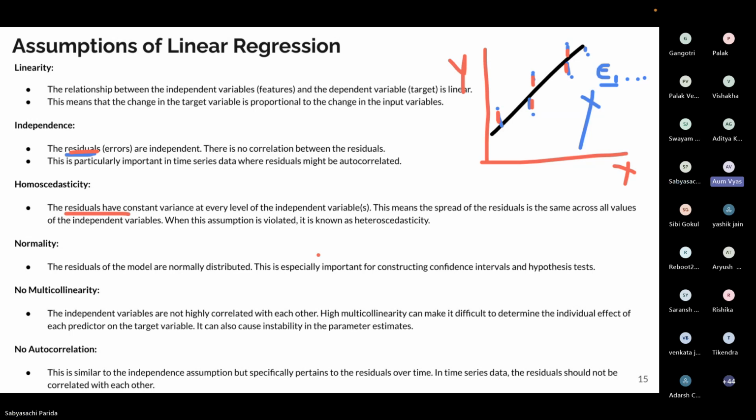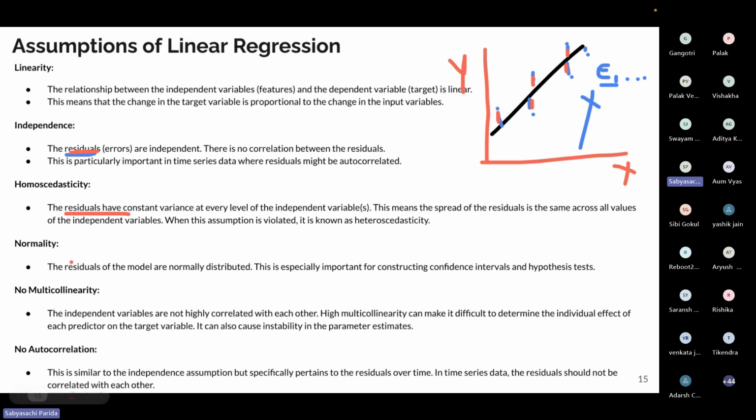Sir, could you explain the second point again, the independence? How can we mathematically show that the residuals are independent of each other? Yeah, by showing they don't have correlation. I have got code also, and I'll be giving you a code walkthrough. In that, I'll also be plotting some sample data, and I'll tell you how to test for independence, how to test for linearity, how to test for everything. Okay, so just have patience and I'll be covering everything.